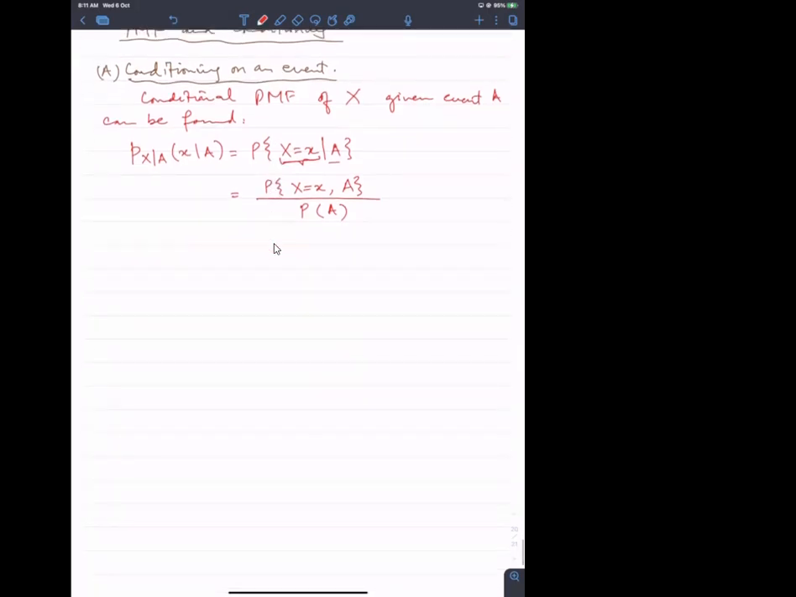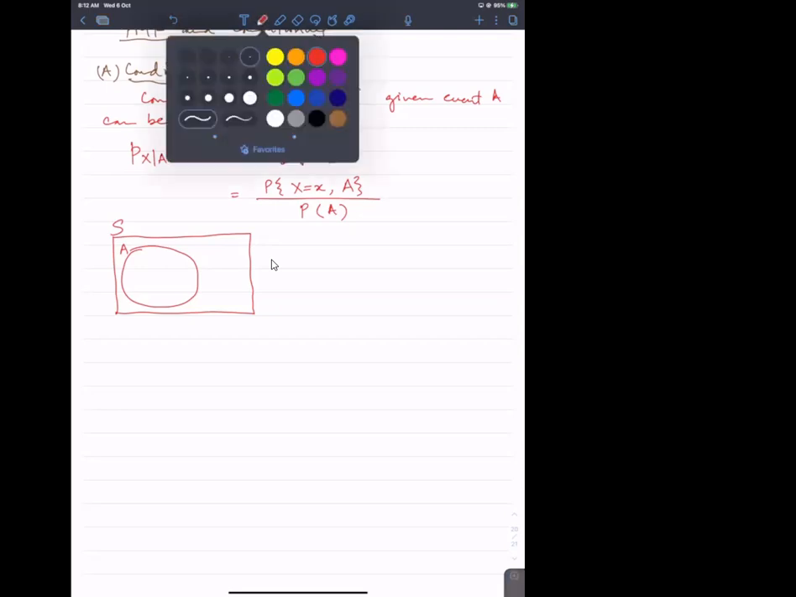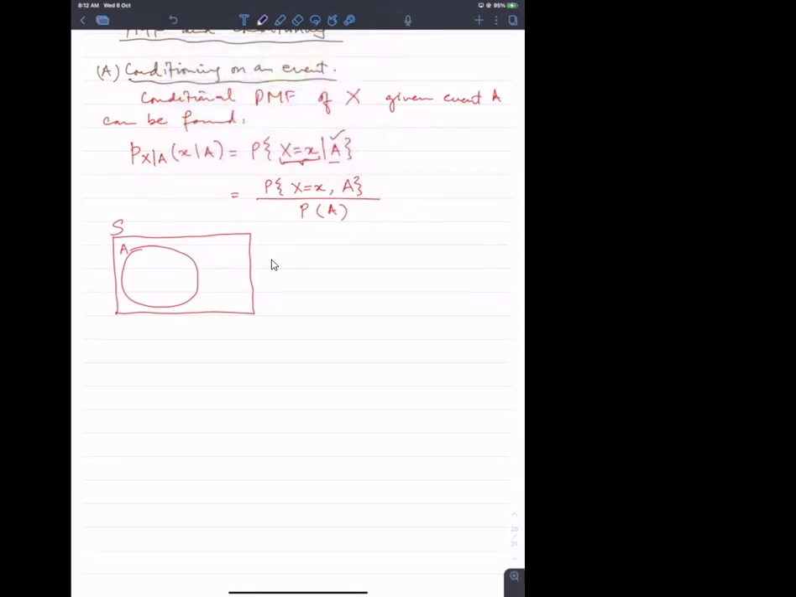I will give you an example to show you that given the event A, the PMF can get distorted. So I will give you an example using a diagram. So let's say this is your sample space and you have this event A. This is your sample space. Okay. Let's say you have this random variable capital X which can take two possible values, x1 and x2. And let me just try to draw those.